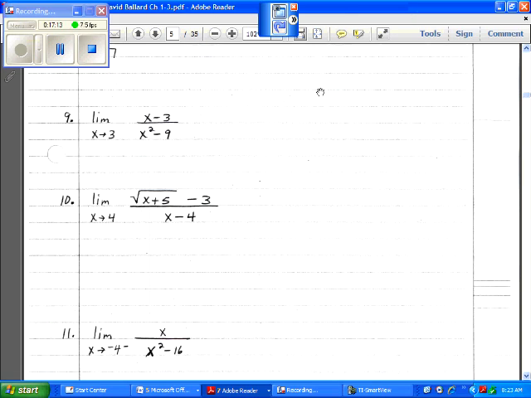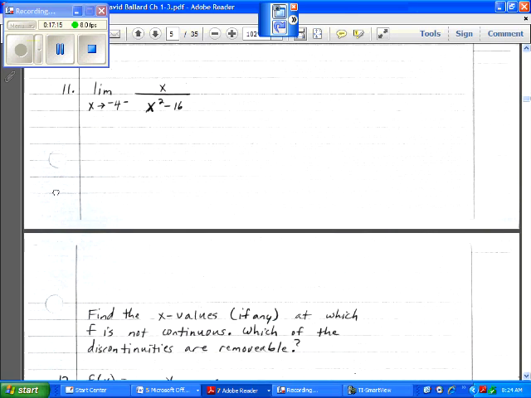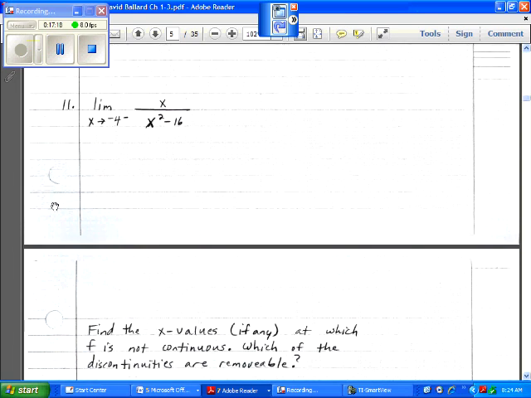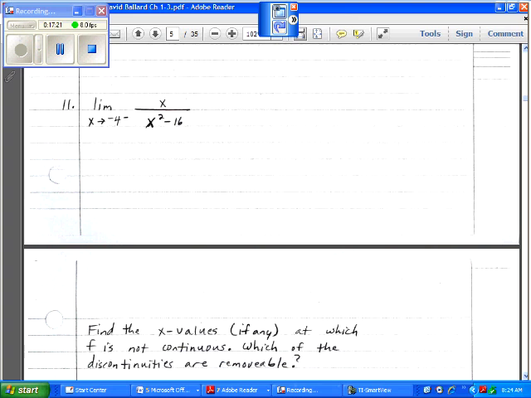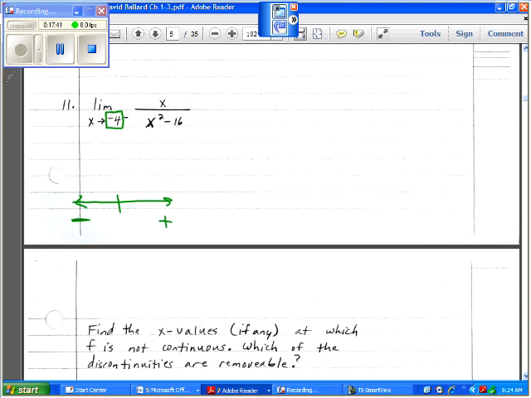Okay, so that brings us to number 11. Now, number 11, what is this saying right here? Good. So it's saying as it approaches -4, and when we think about the graph, this is the negative side of the graph, and this is the positive side of the graph. So here we would say from the left, and here we would say from the right.